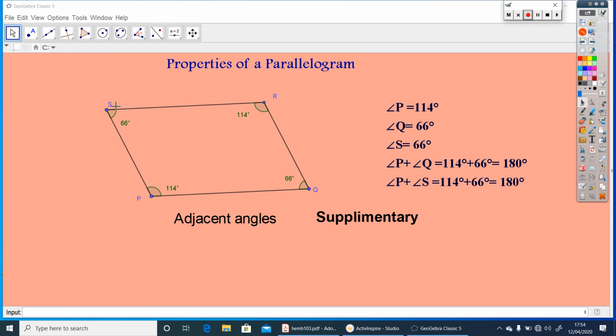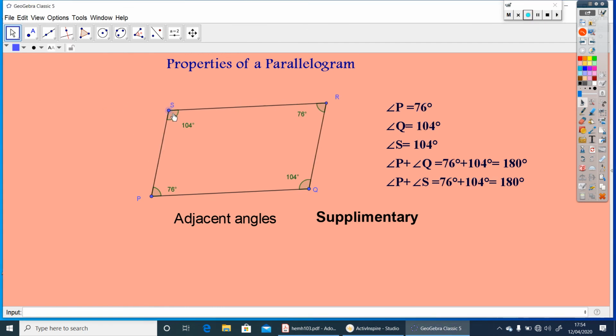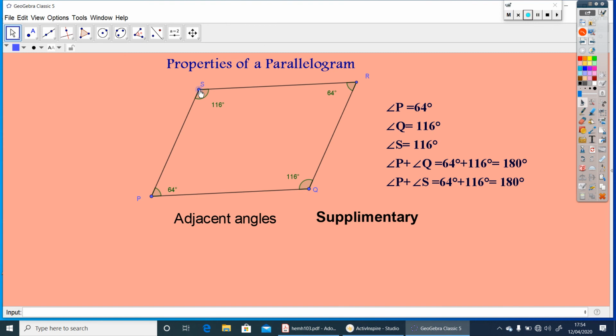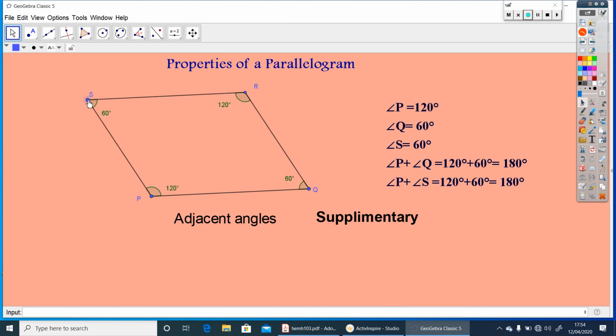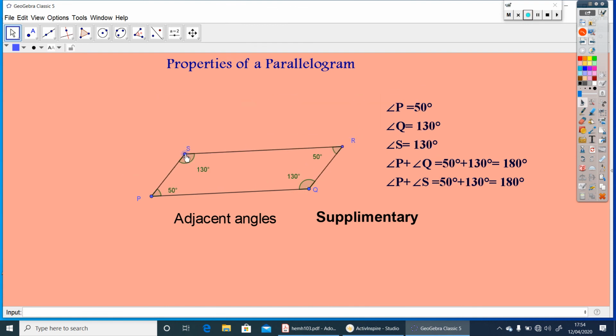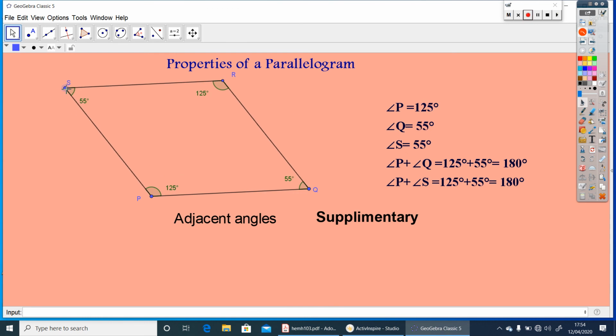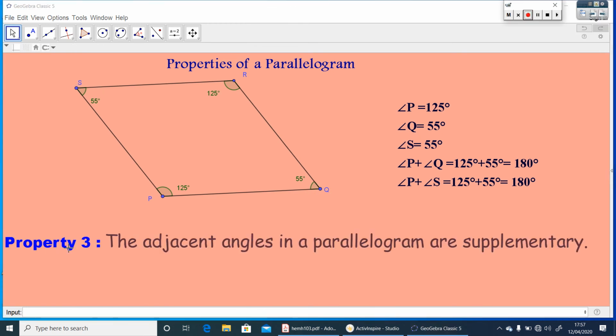Now let me change the size. What will happen? In all the cases, the sum of the adjacent angles you are getting 180 degrees. So we can say in a parallelogram, adjacent angles are supplementary. That is, the third property is the adjacent angles in a parallelogram are supplementary. That means the sum of the adjacent angles is equal to 180 degrees for any kind of parallelogram.